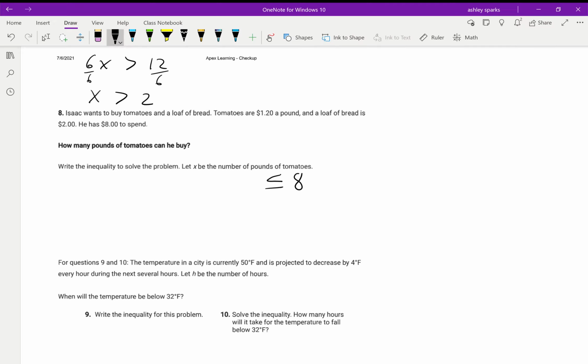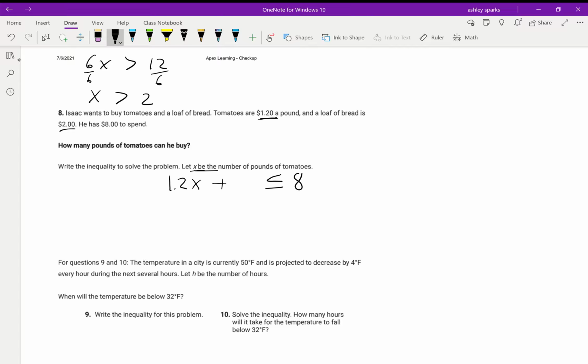It wants to know how many tomatoes he can buy. So if we're talking about tomatoes, I know my tomatoes are $1.20. So I could do $1.20, and x is our number of tomatoes. So for every pound of tomatoes I buy, I spend $1.20. I'm also spending $2 on a loaf of bread. So I just need the one loaf, because one loaf is a lot, and then I can add my tomatoes to it to make sandwiches or whatever.